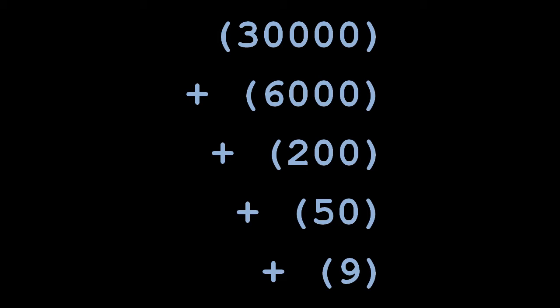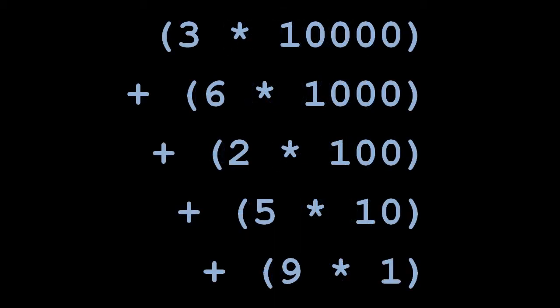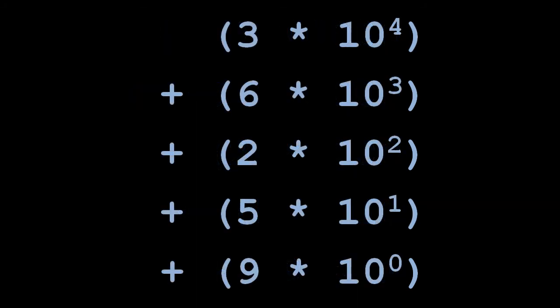We can go a step further and say that this in turn is equal to the quantity 3 times 10,000 plus 6 times 1,000 plus 2 times 100 plus 5 times 10 plus 9 times 1. And we can go one step further and say that this is equivalent to 3 times 10 to the 4th plus 6 times 10 to the 3rd plus 2 times 10 to the 2nd plus 5 times 10 to the 1st plus 9 times 10 to the 0th power. Anything to the 0th power, recall, is equal to 1. So 10 to the 0th is 1.